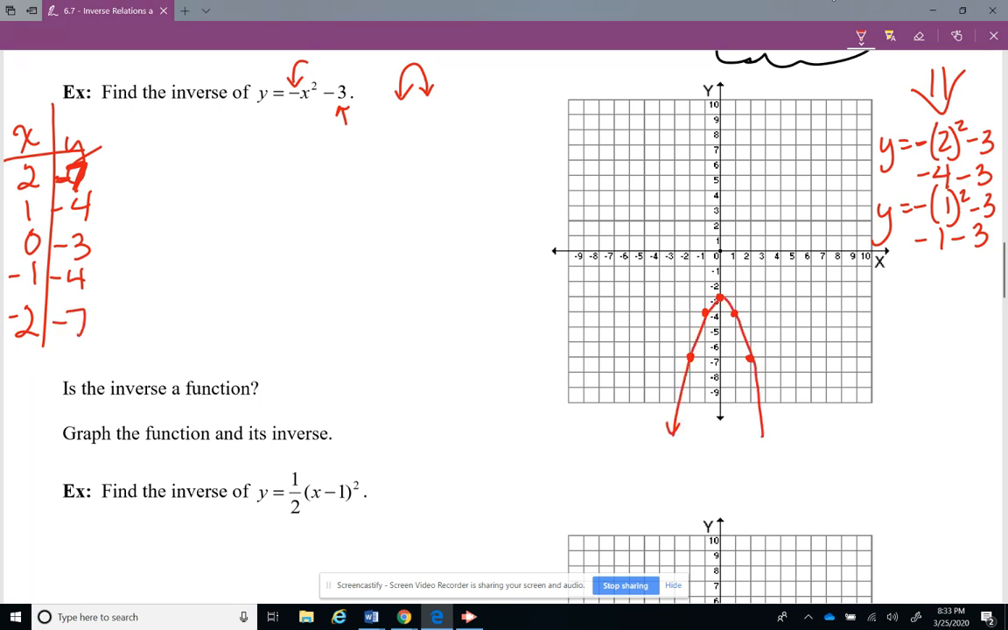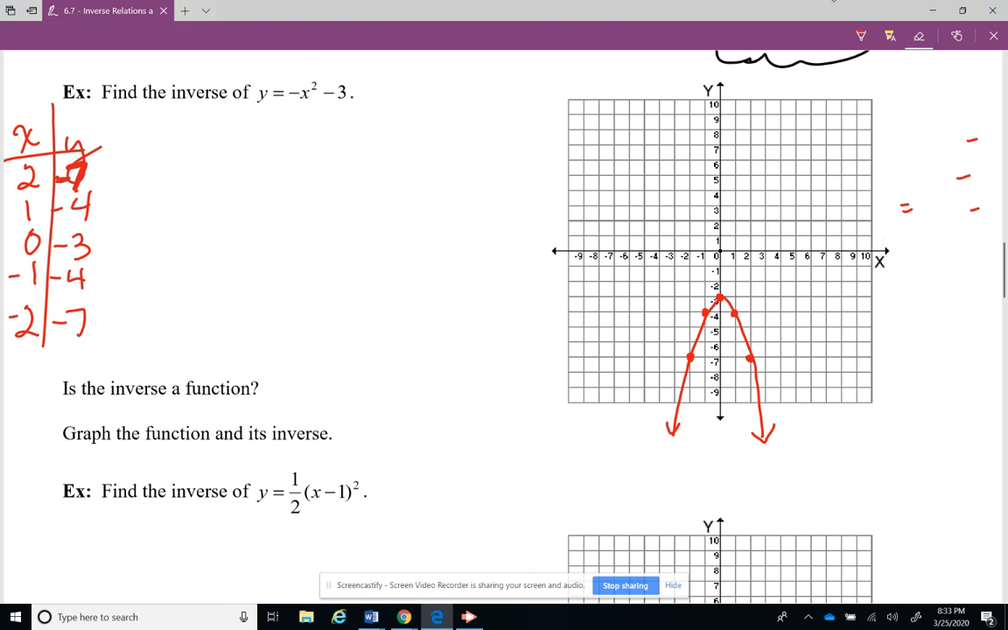Like I said, it should have been an upside down parabola. And we had to go down 3 units. We had to shift it down 3 units. All right, the next thing we're going to do is find the inverse.